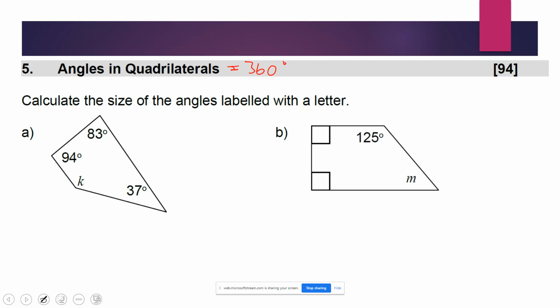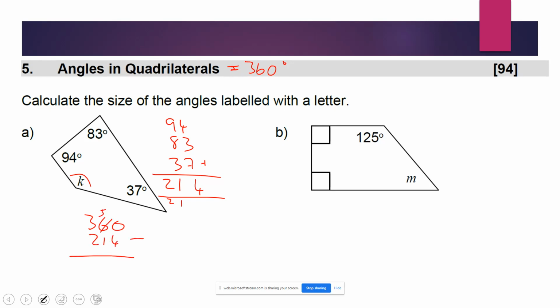Let's add up the ones that we know. 94, 83, 37, 14, carry the 1. That comes to 21, carry the 2. So this comes to 214 degrees here. So we need to do 360 and take away 214 to get angle K. 360 take away 214, 146 it is.